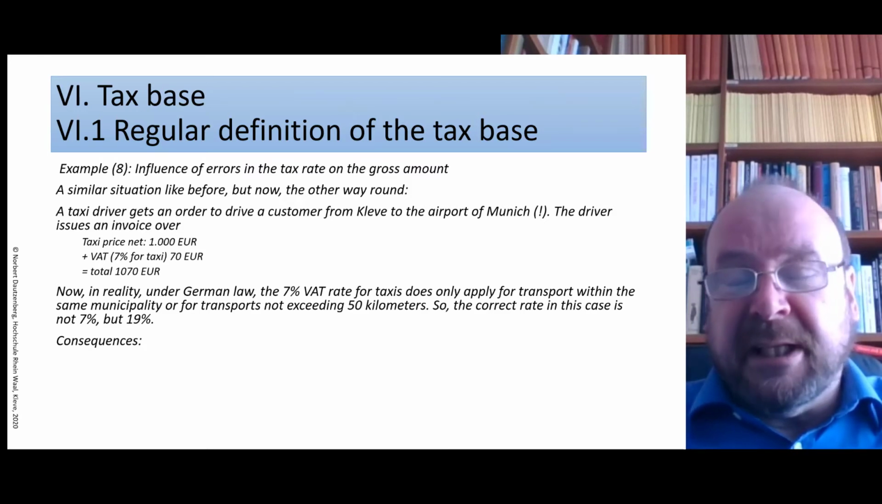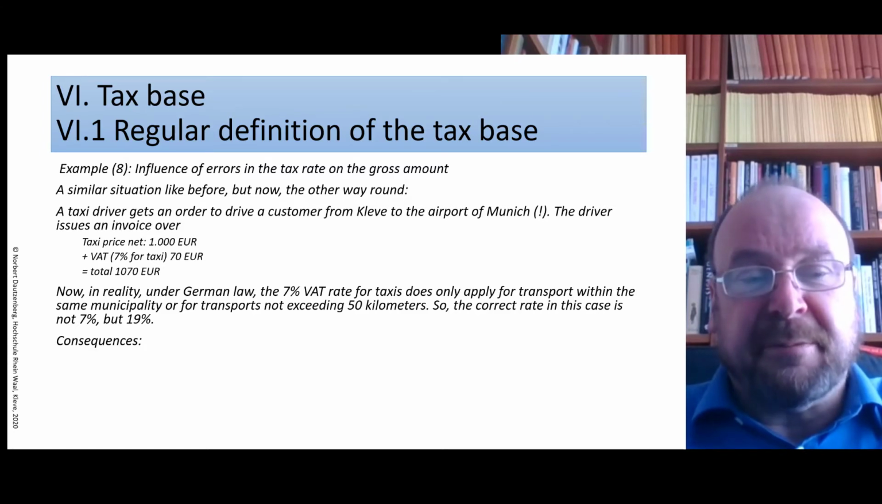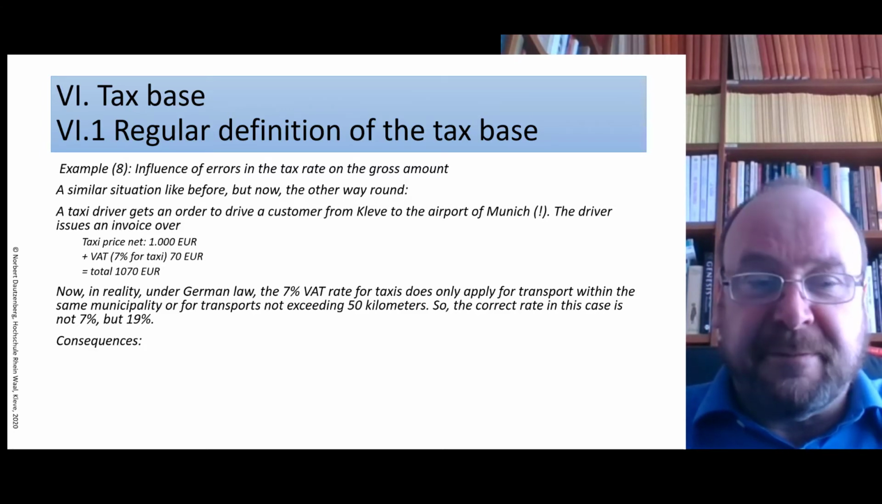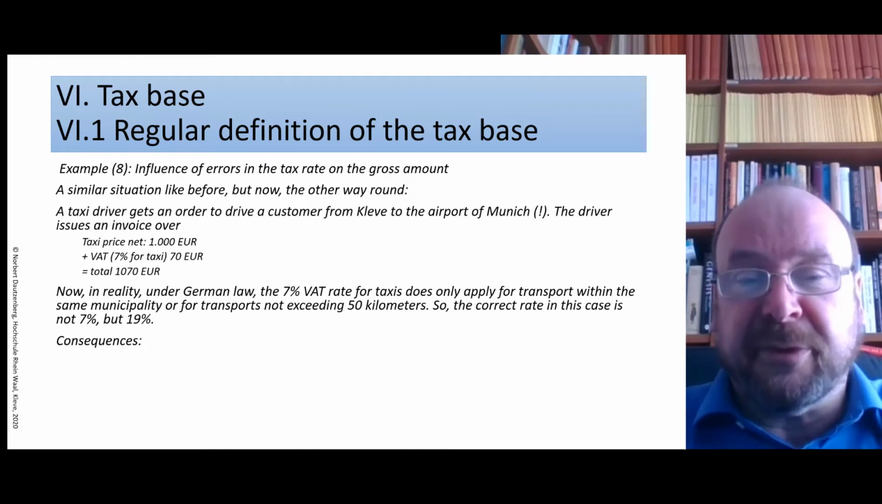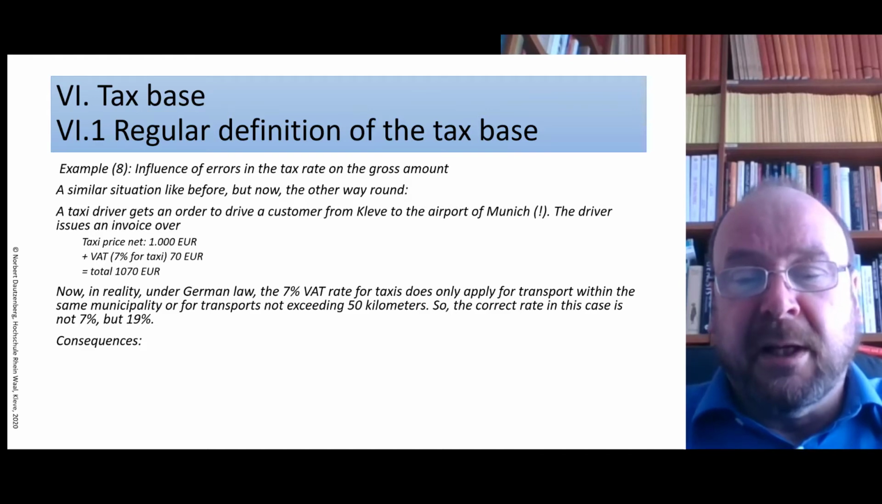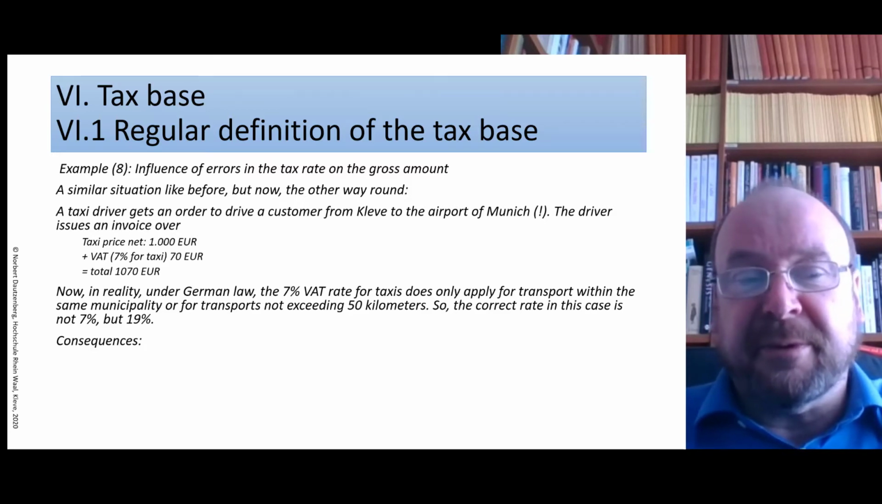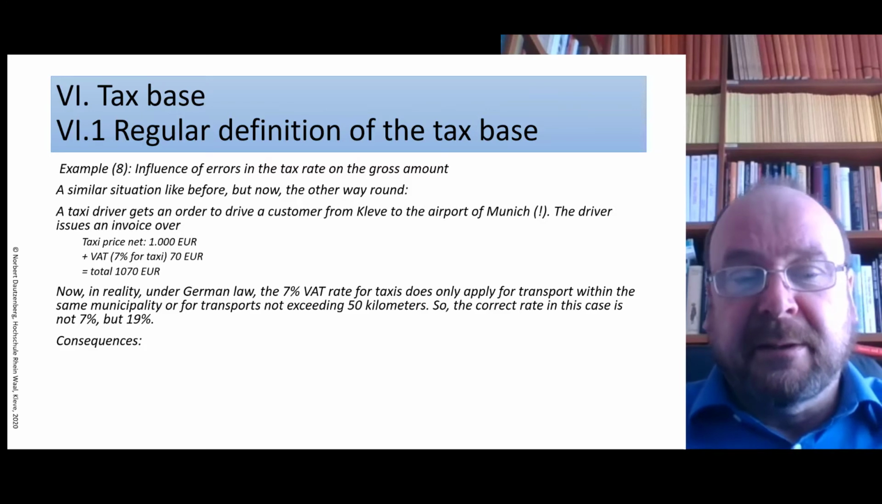The customer and the taxi driver shall have agreed on a net price of 1,000 as a flat rate for the transport. 7% come on top under the law, so 770. That is at least what the driver thinks. He charges the customer 1070.